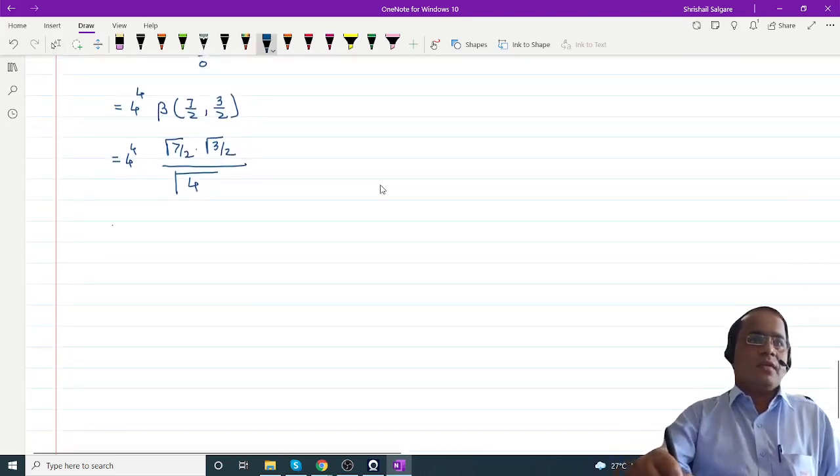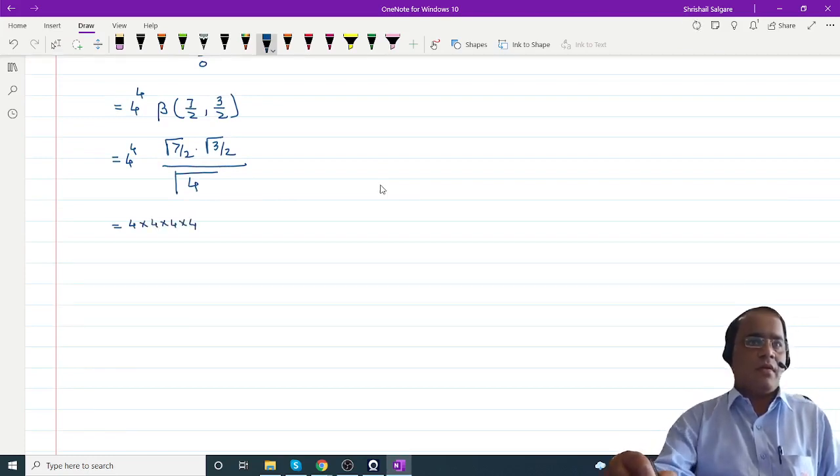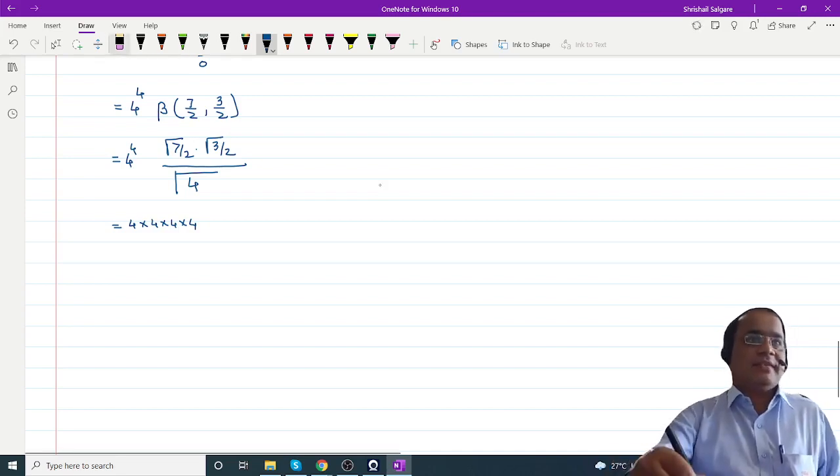So further, now I will simplify. This is 4 into 4 into 4. Sir, in the denominator it will be gamma 5. Yes, thank you, it's correct. This is gamma 5. Okay.